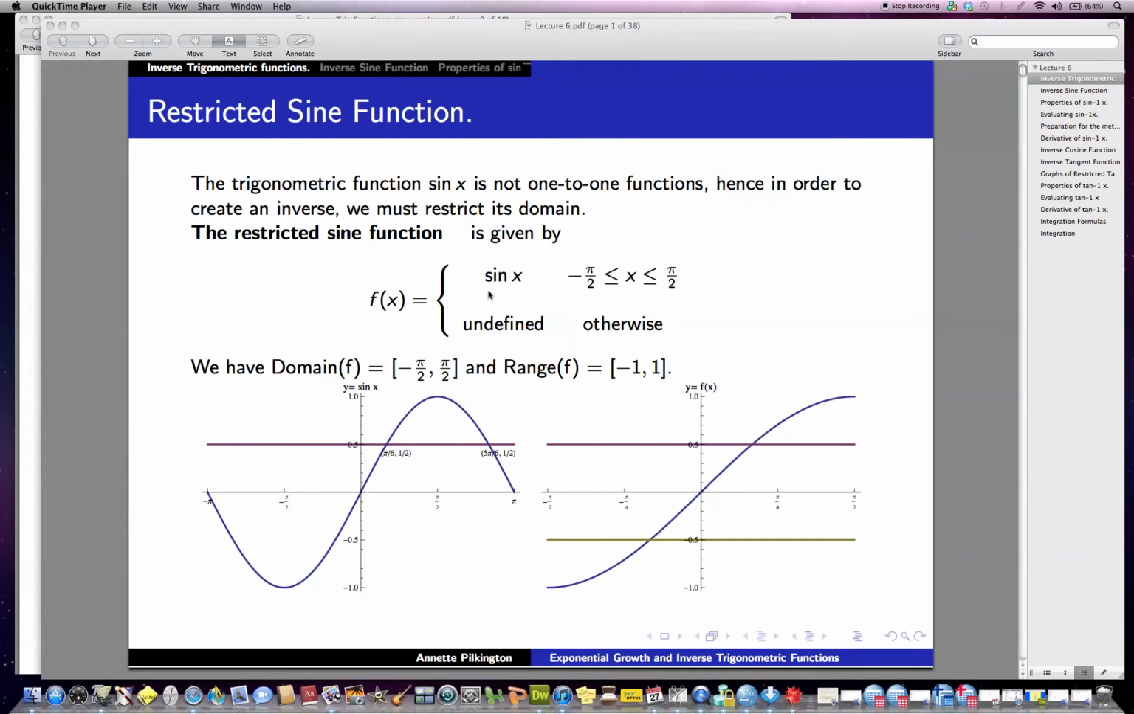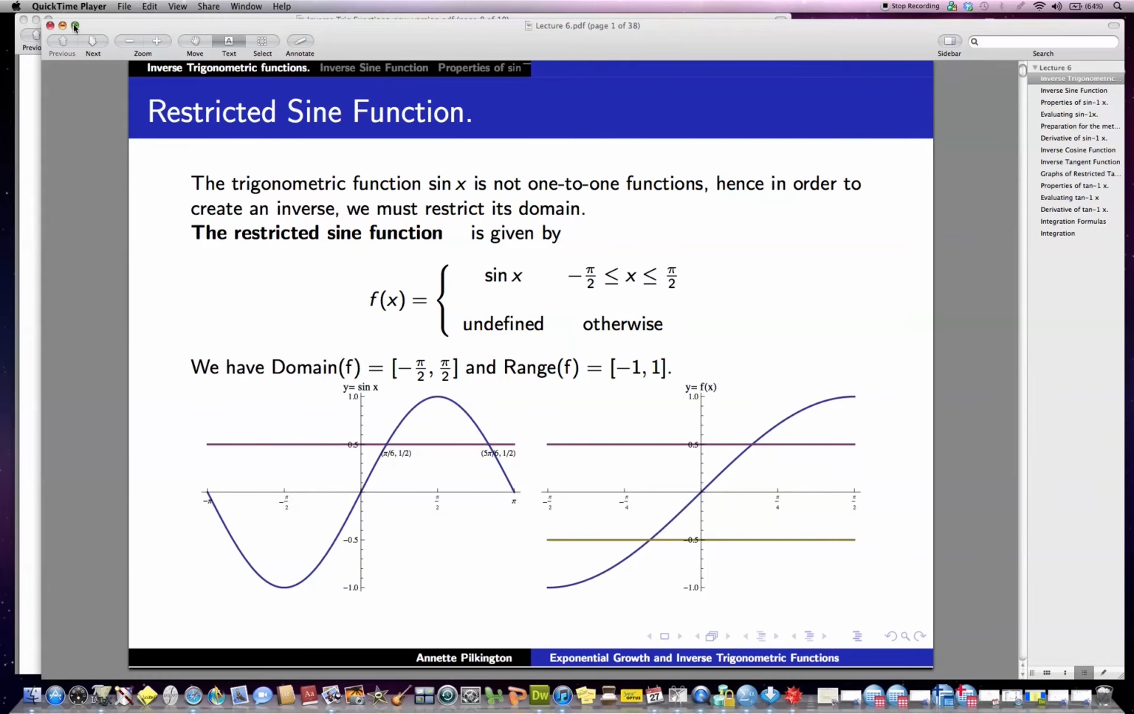The domain of this piecewise defined function, the restricted sine function, is everything between minus pi over 2 and pi over 2, and its range is everything from minus 1 to 1. We see here on the left the graph of y equals sine of x between minus pi and pi. It's most certainly not one-to-one. It doesn't pass the horizontal line test. And on the right we have the graph of the restricted sine function, which is just the restriction of that sine wave to the interval between minus pi over 2 and pi over 2, and that is a one-to-one function.